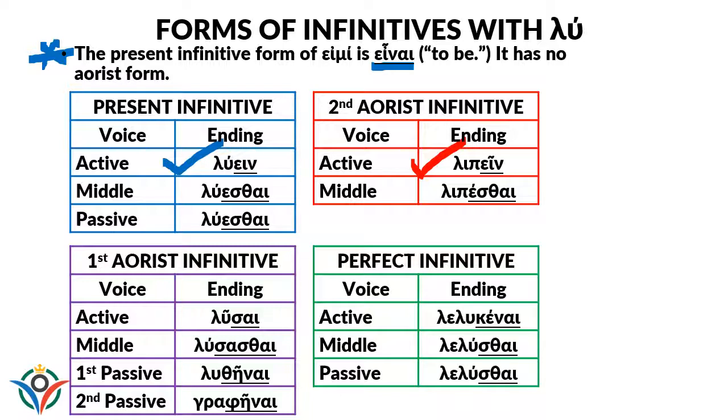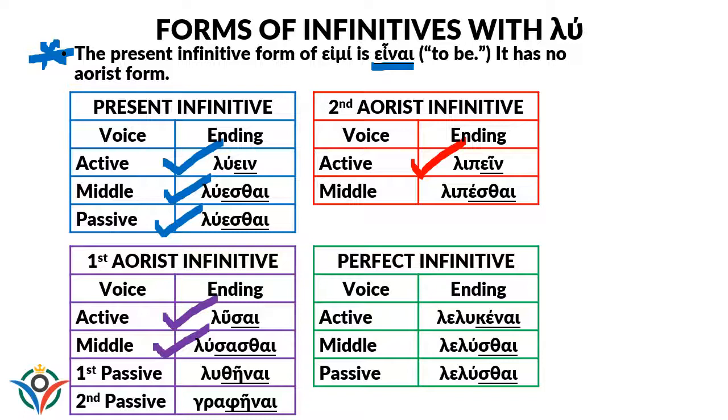Let's continue with the present infinitive. The middle and passive voices are both the same. So they are λύεσθαι. And while we're talking about forms that are the same, if we look at the perfect infinitive, we see that the middle and passive forms are also the same, but we'll look at that shortly. Let's move on to the first aorist infinitive forms. The active voice is λῦσαι. The middle voice is λύσασθαι.